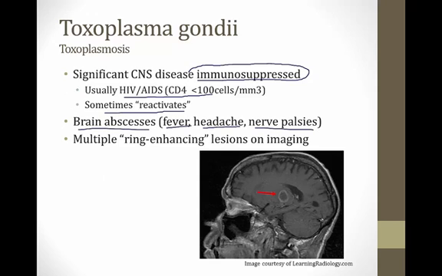The symptoms of CNS disease are brain abscesses, so it can be fever and headache and nerve palsies depending on where the abscess is. And the classic imaging finding are multiple ring-enhancing lesions. So because it spreads through the bloodstream, there will be multiple lesions, not just one, and they are ring-enhancing. And this is a picture of a ring-enhancing lesion on an MRI of the brain.